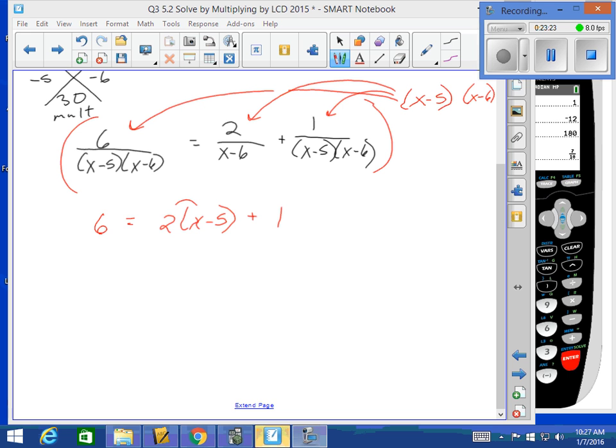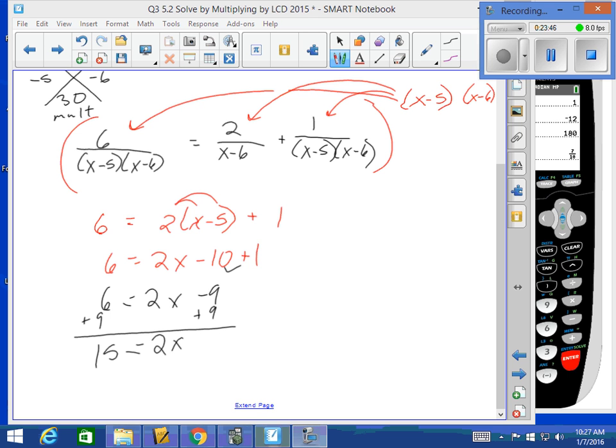So I'm just going to distribute my 2 in. So I get 6 equals 2x minus 10 plus 1. So 6 equals 2x, and then negative 10 plus 1 is negative 9. And then my next step, I would add 9 to both sides of the equation. So 6 plus 9 is 15, so 15 equals 2x. And then my last step would be to divide by 2. So 15 divided by 2 is 7.5, or you can leave it as 15 halves.